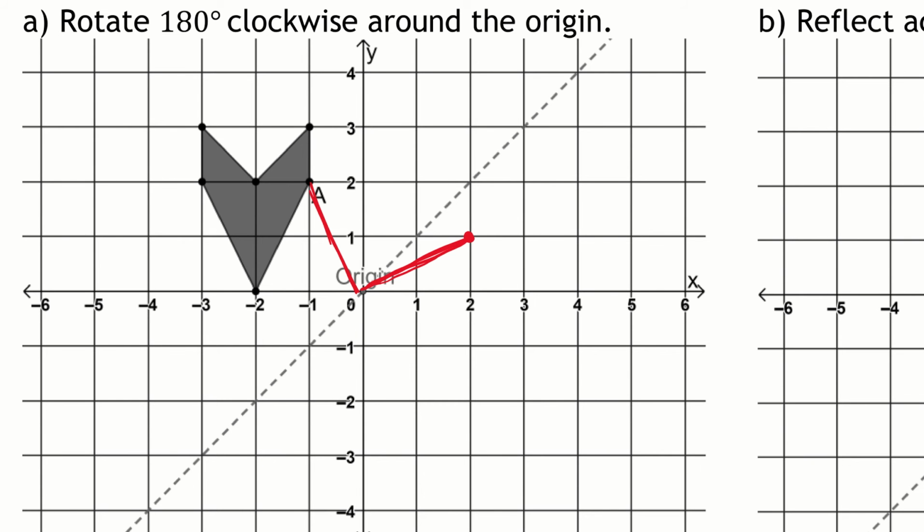And if I track that point, this point was at -1, 2, and then it's going to go to 2, 1. So you can see what happens. What was y became x. So you can see y was 2, and that became my x value, which is 2. And what was x, the opposite of that, became y.